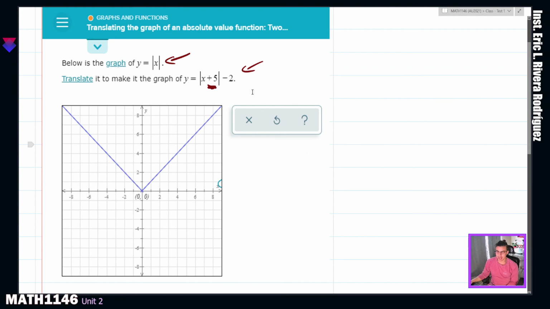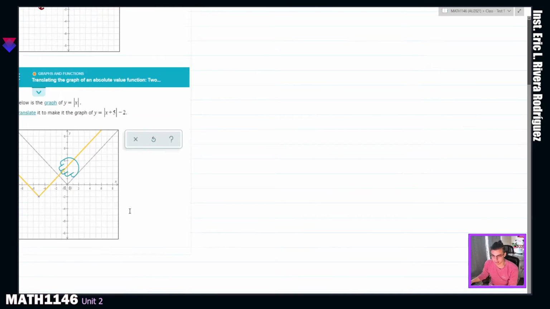And then we have a minus 2 in the output group. That means that we go down 2 units, sorry, 2 units. So we know that this goes 5 units to the left and 2 units down. In this exercise, you need to do written work, but this is how you are going to work this exercise.